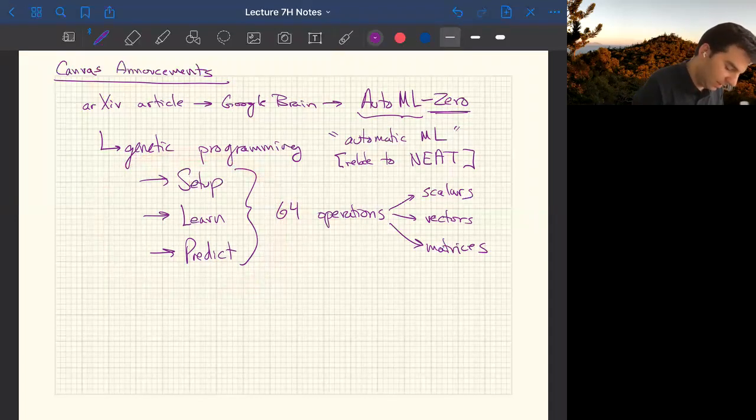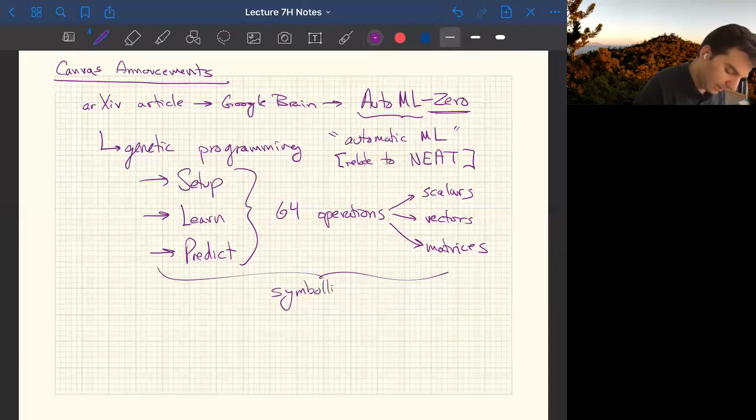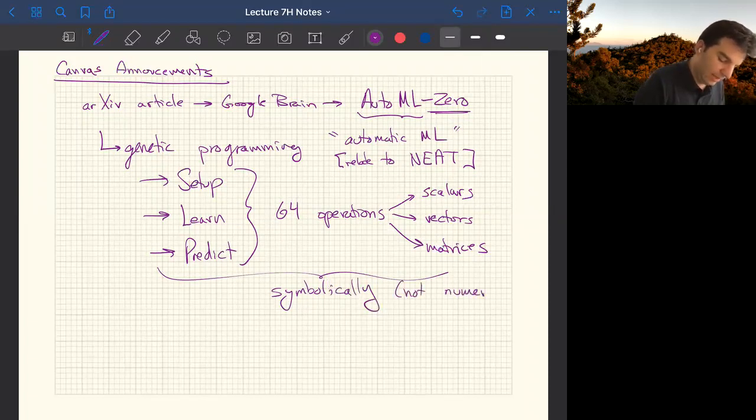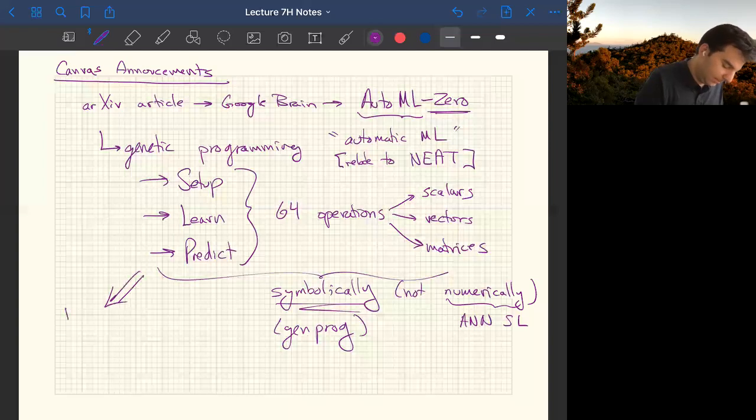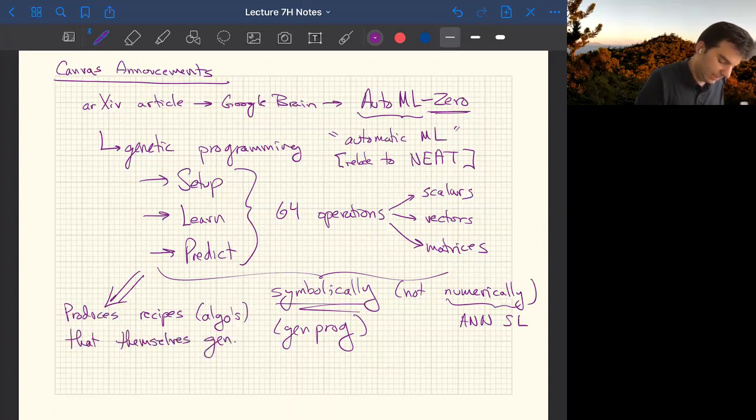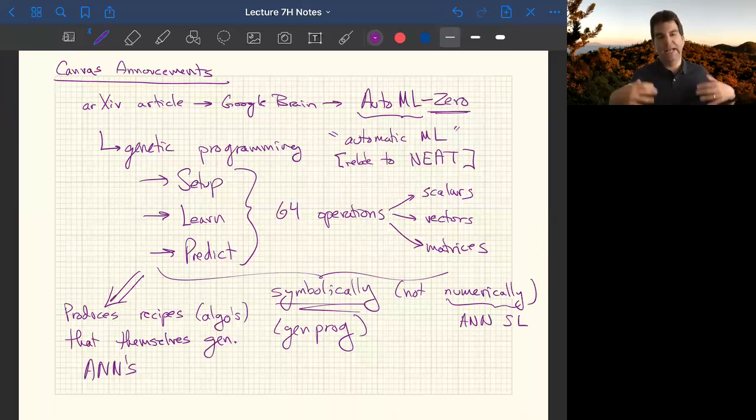And so all of this is done symbolically, not numerically. Normally we think about this like a normal ANN training, like ANN supervised learning. But this is done symbolically, again, via something that is effectively just genetic programming, GenProg. And so they use GenProg to configure these 3 things. And that ends up producing recipes or algorithms that themselves generate neural networks. And so inside the setup and learning recipes that are used there, you actually see backpropagation evolve.